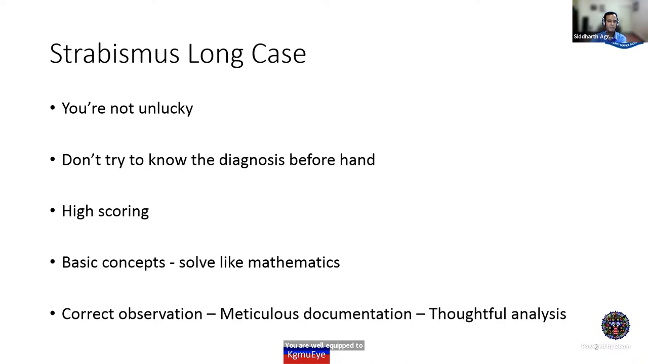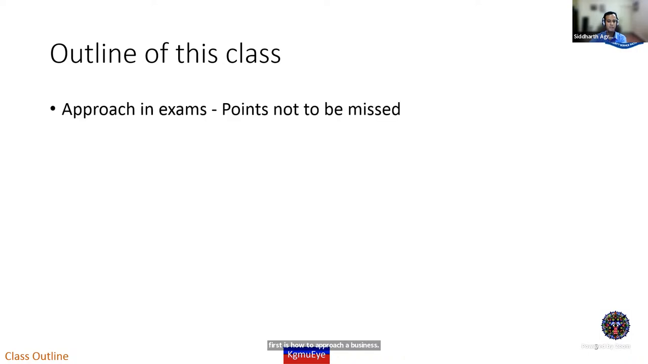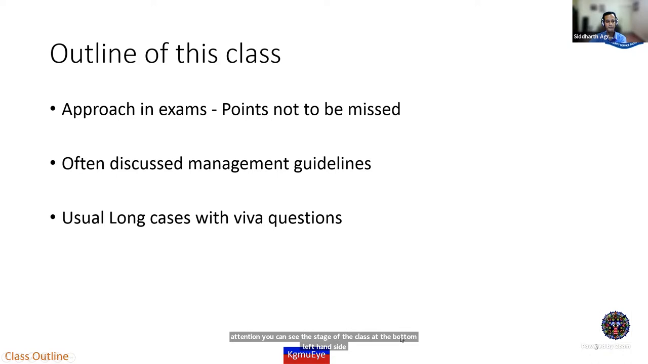As my teacher often said, correct observation, meticulous documentation, and thoughtful analysis are the 3 pillars of correct management, not only in strabismus, but for any case that you get in your exam and even later in life. I've divided today's class into 3 parts. First is how to approach a strabismus case. Without going into the details, I would be highlighting the points which should not be missed. Next, I would be touching on the often asked and confusing management guidelines, like which eye to operate and how much to operate. Finally, I would be discussing some usual strabismus long cases with the viva questions and their expected answers. In case you have a break in attention, you can see the stage of the class at the bottom left-hand side of the slide, right? So let's start with the class.